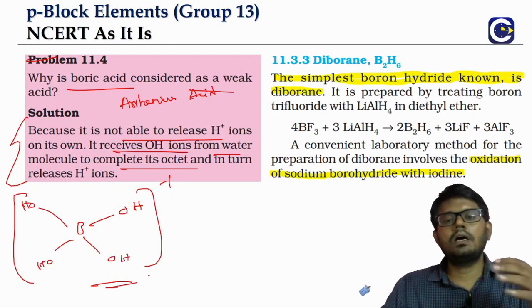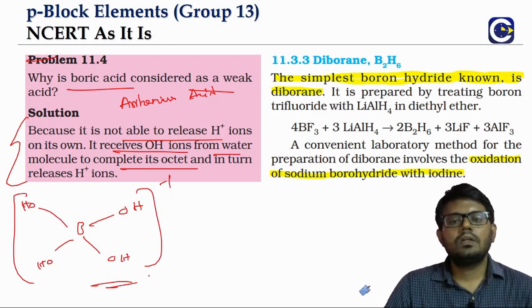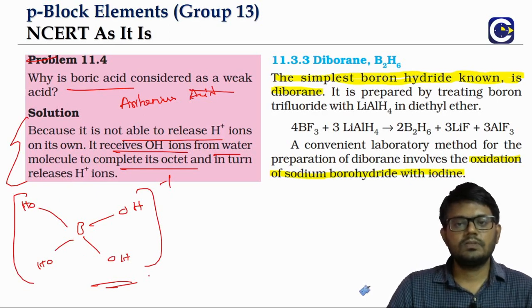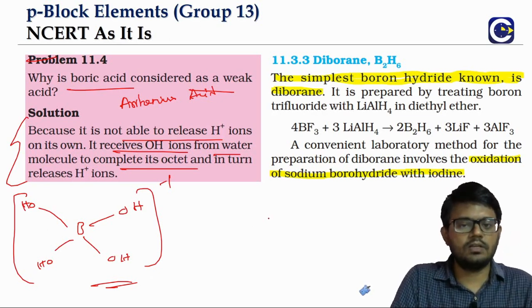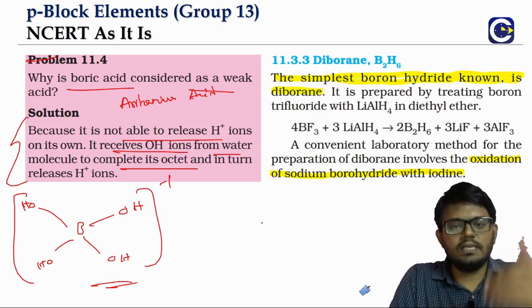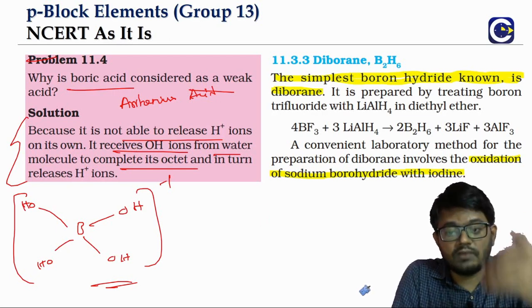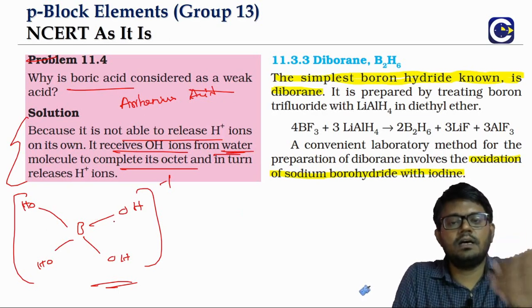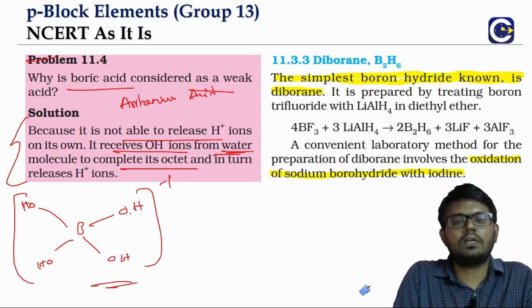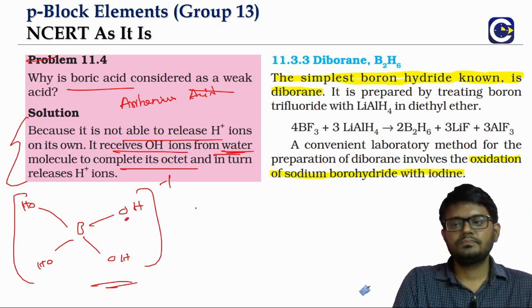Now the strength of the Lewis acid will depend upon how effectively it is able to accept the lone pair of electrons. So the acid characteristic is not because of the donation of H plus ions, but rather because it receives OH minus ions. Receiving OH minus ions means what? It will receive OH minus ions from water, wherein a pair of electrons from the oxygen will be donated to the boron.